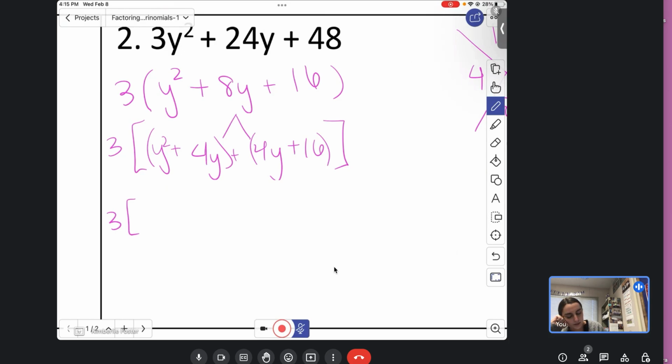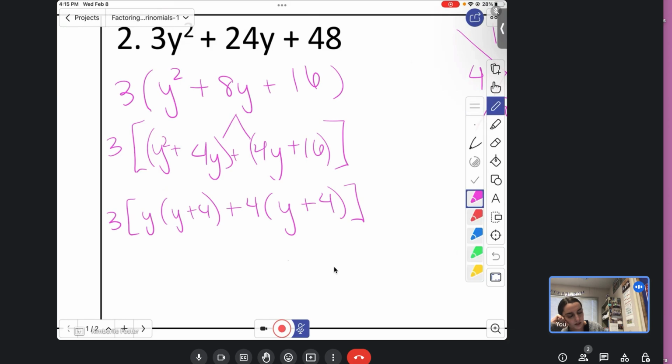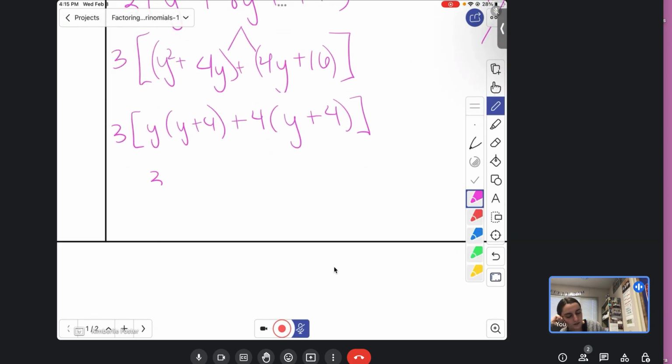My first GCF is going to be a y, so I have y plus 4. My second GCF is going to be a 4. When I divide that out, I have y plus 4. So again, we should see what's inside matches, y plus 4, but also what's outside also matches. So if I write this all together, I have 3, y plus 4, y plus 4.